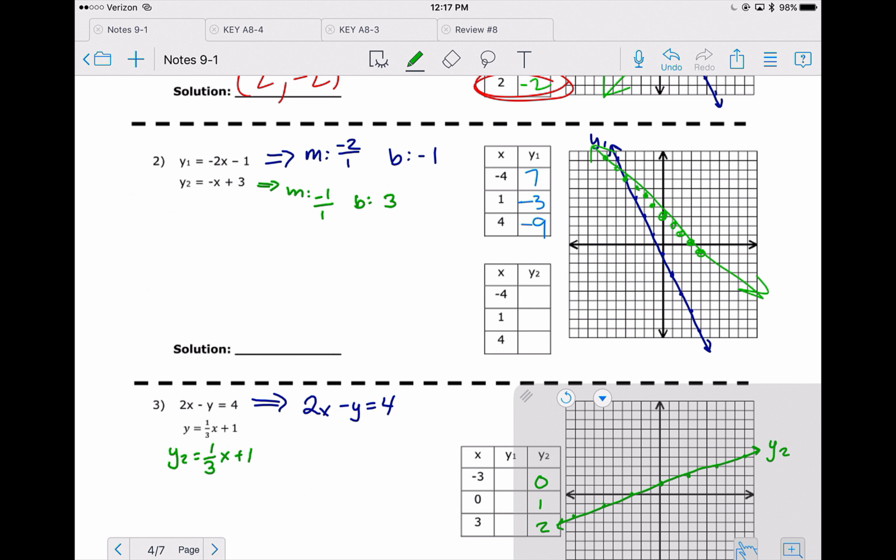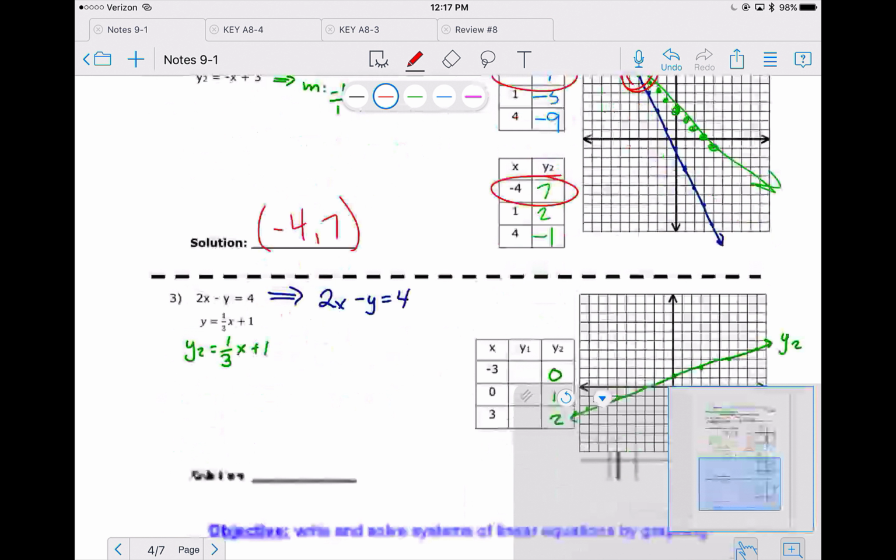For the green equation, when x is negative 4, y is 7. When x is 1, y is 2. When x is 4, y is negative 1. So again, where my points cross or in the table, my points are exactly the same. Negative 4 and 7.